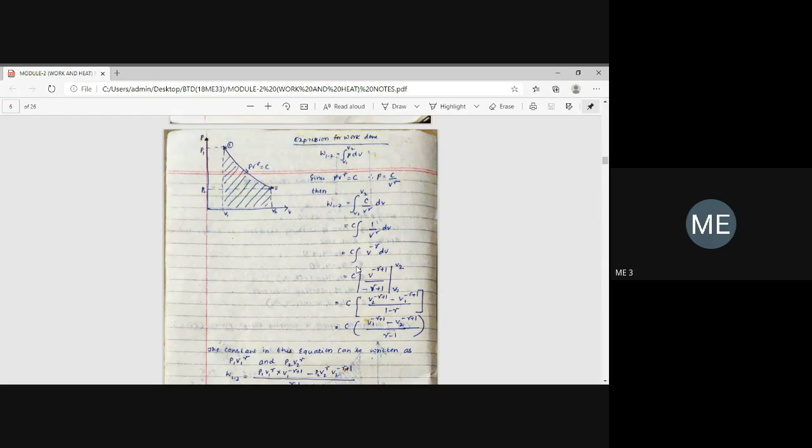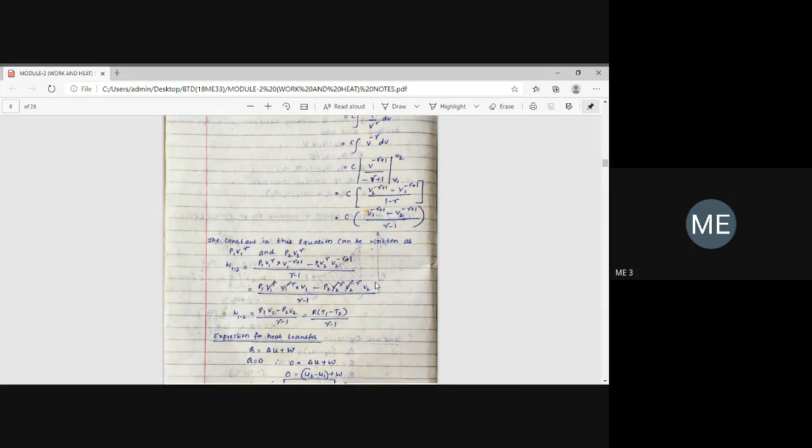C outside as a constant, V to the power of minus gamma plus 1 divided by minus gamma plus 1, between the limits V1 to V2. Now you have to apply the upper and lower limits. V2 to the power of minus gamma plus 1 minus V1 to the power of minus gamma plus 1, divided by 1 minus gamma. So already I derived this. Those who have not understood, try to understand. This is the expression for work done during adiabatic process.